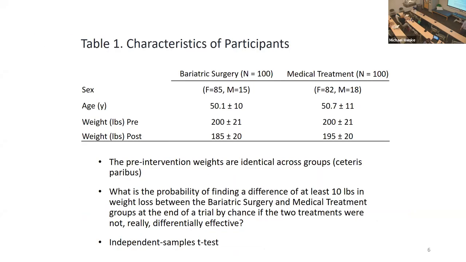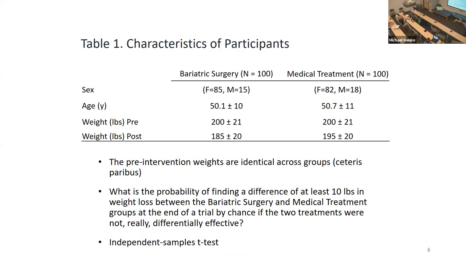And this is a classic Table 1, abbreviated. I simplified it a little bit because I said, okay, let's ignore the pre-study weight, because it's exactly equal across groups. So we're going to be focusing on the post-intervention weight for two groups, the bariatric surgery group and the medical treatment group. So we enrolled these patients. Half of them received bariatric surgery and half of them received medical treatment. They differ a little bit in terms of the sex distribution. The age is roughly the same.